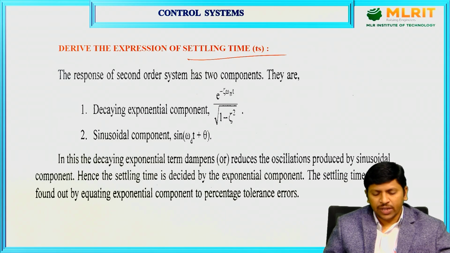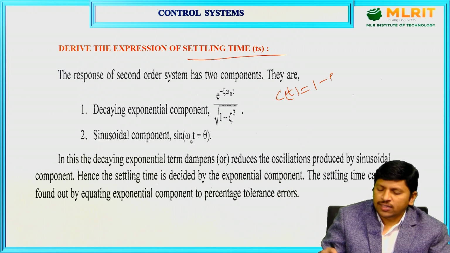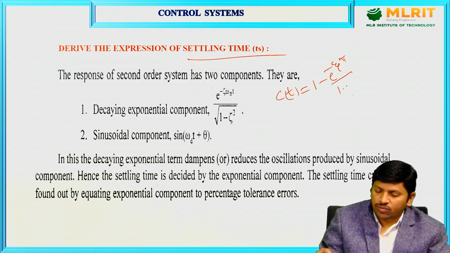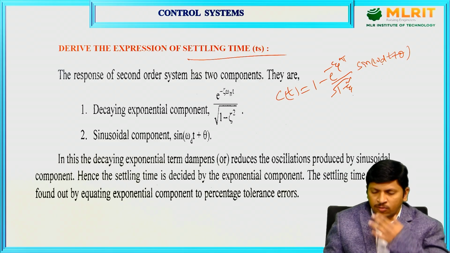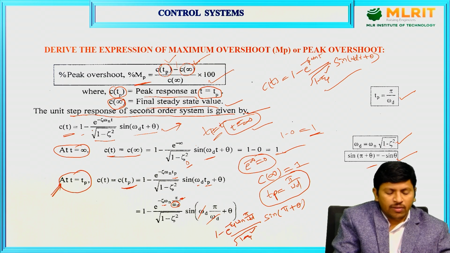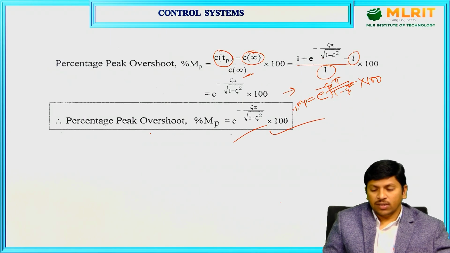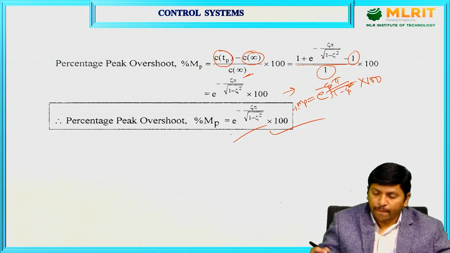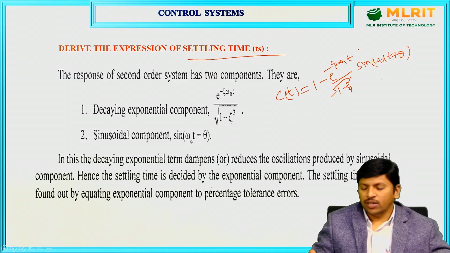I am going to write here c of t equals 1 minus e power of minus zeta omega n t divided by under root 1 minus zeta square, sine of omega d t plus theta. Same equation, this is 1 minus e power of minus zeta omega n t divided by under root 1 minus zeta square.